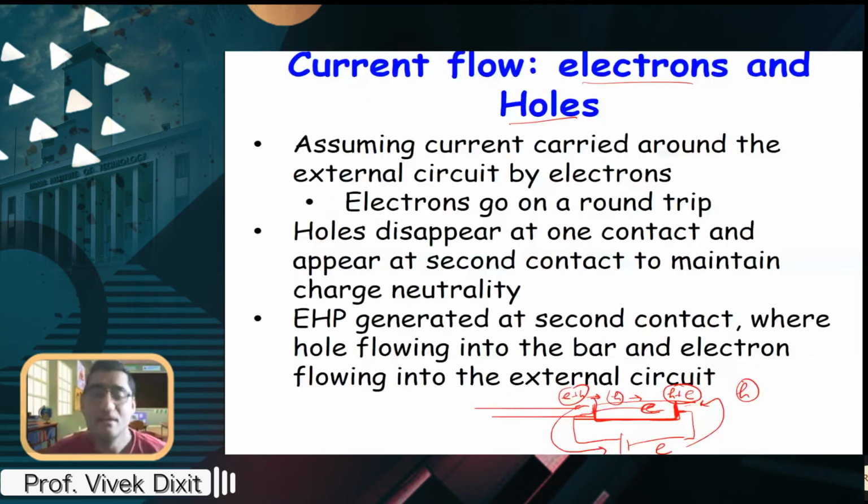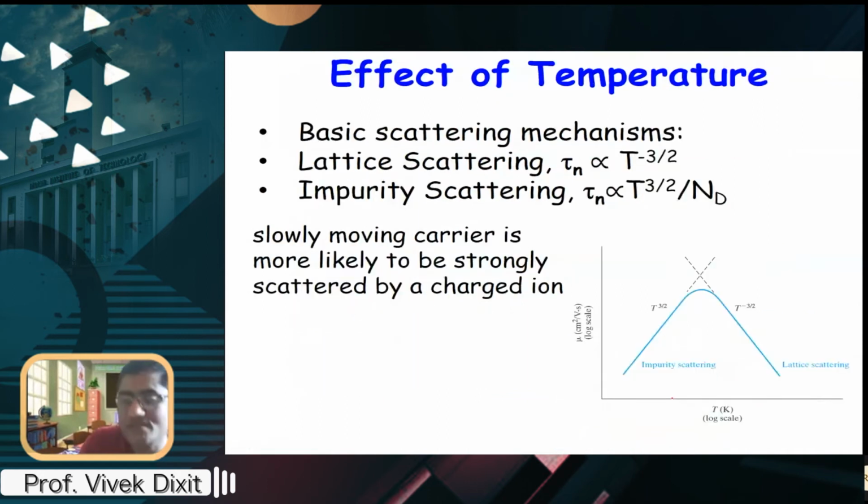Okay, let's continue. This is the mechanism of current flow through electrons and holes. Now what happens with temperature? There are various scattering mechanisms, which I was telling you we will cover in the coming slide. This tau is basically the scattering time. Two basic mechanisms are covered here: lattice scattering and impurity scattering.